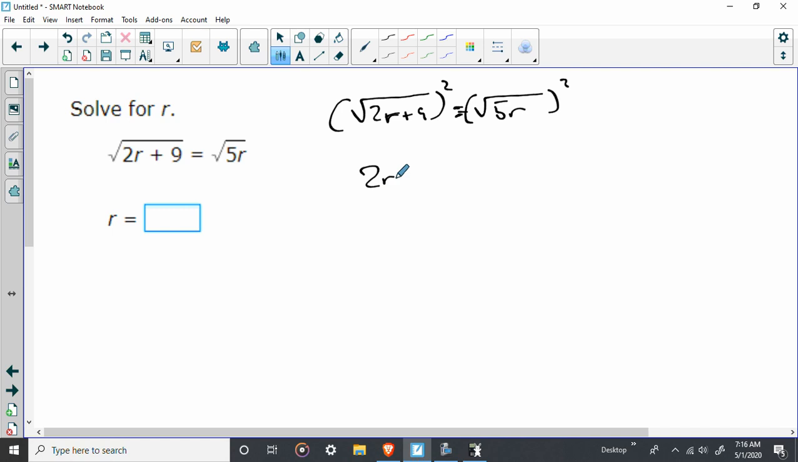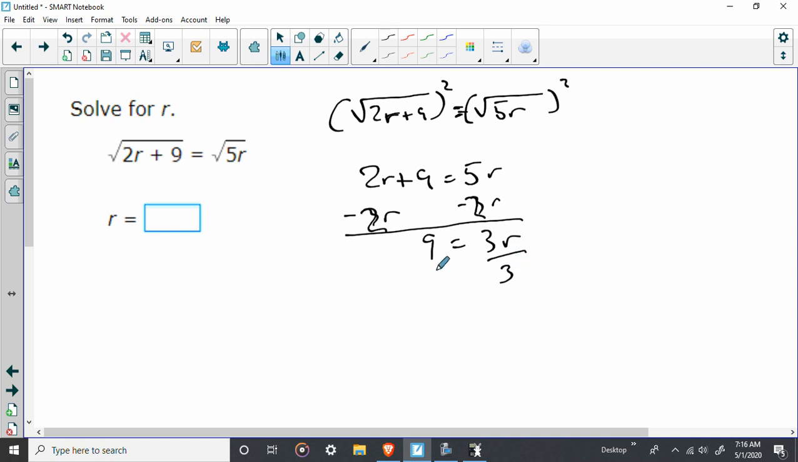So 2r plus 9 is equal to 5r. And then, guys, it's a linear problem, right? I'm going to subtract 2r from both sides. Sorry, I'm trying to go too fast this morning, guys. And we're going to find 9 is equal to 3r. Divide by 3, I'll find out that r is equal to 3.